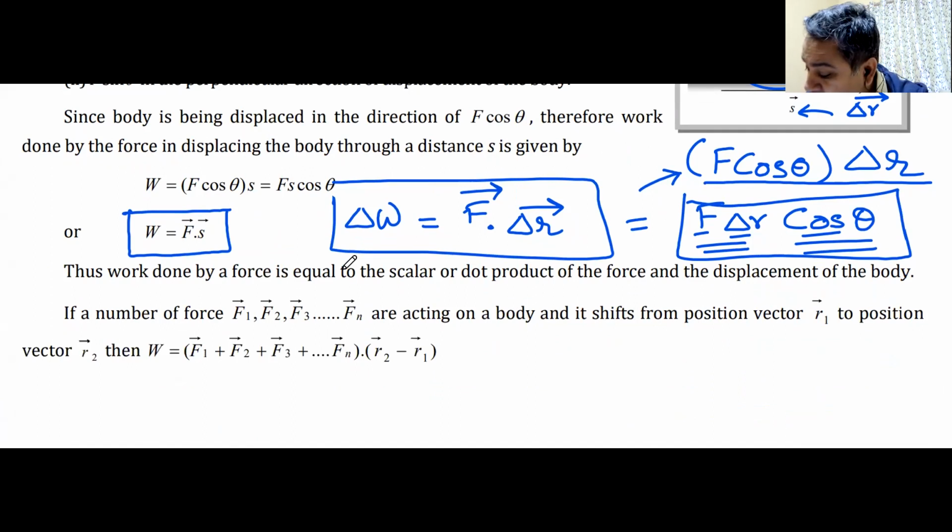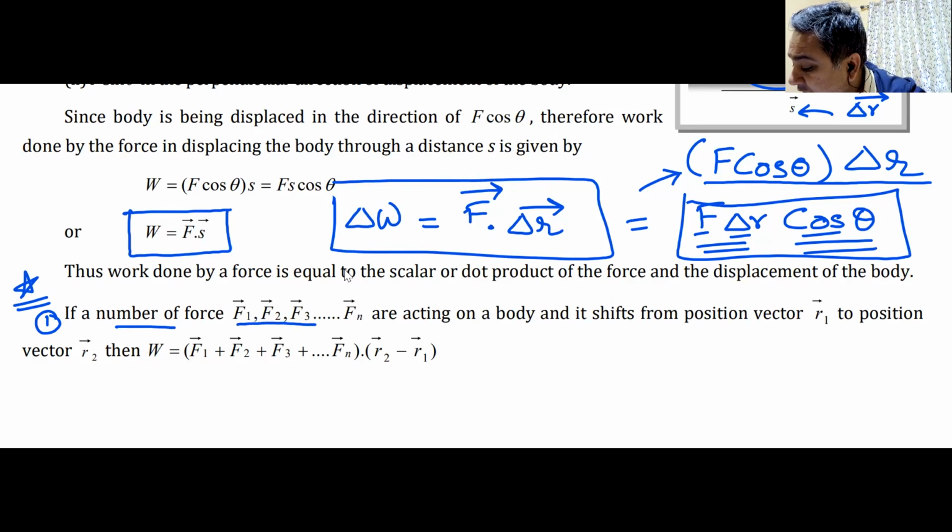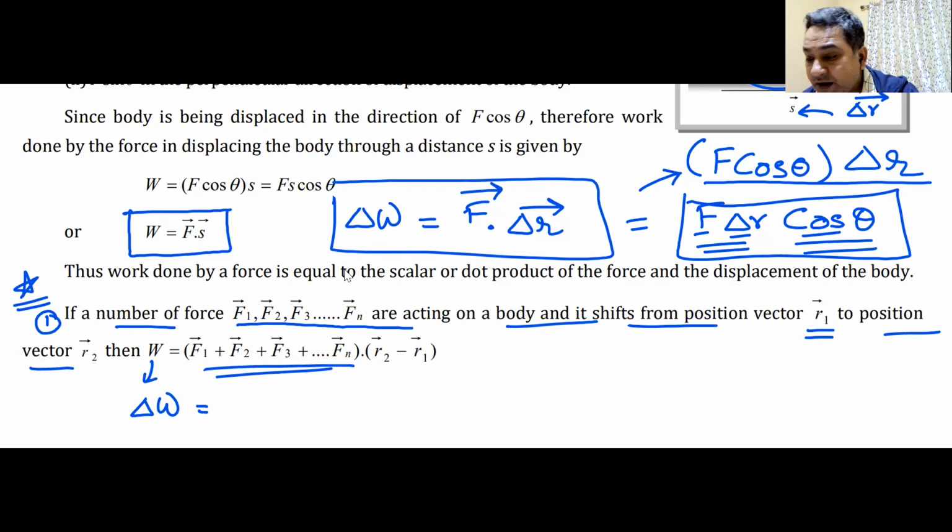The second thing, so you can write important notes, star important notes, and this is the first point of that star note. If you have, instead of one force, two or three or four forces, what is the work done by all these forces? So if a number of forces F1, F2, F3, Fn are acting on a body and shift the body from initial position vector R1 to final position vector R2, then the work done, which I have written as delta W, will be the net force F1 plus F2 plus F3 and so on, in bracket, dot R2 minus R1. Remember, R2 minus R1 is the change in position vector, and the change in position vector is simply the displacement vector. Do we understand this?